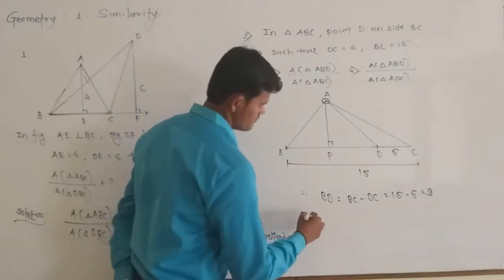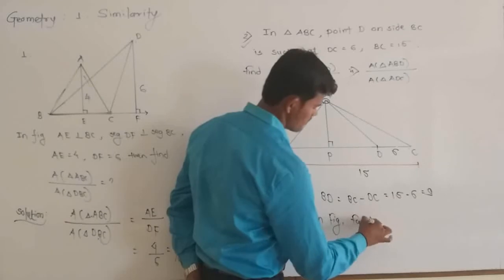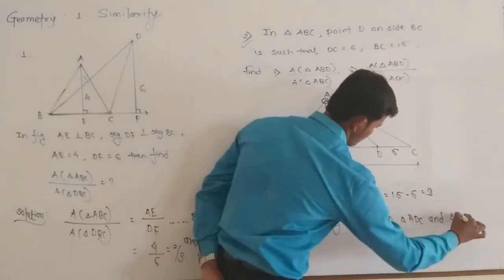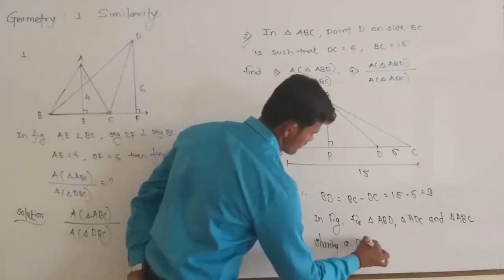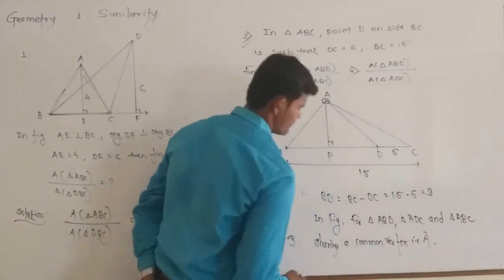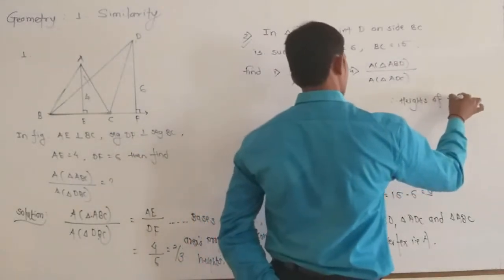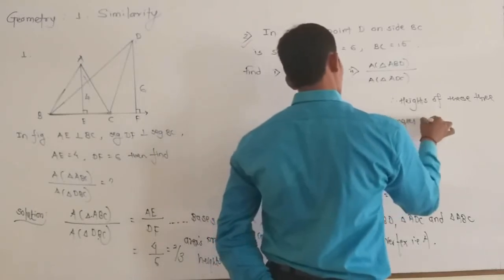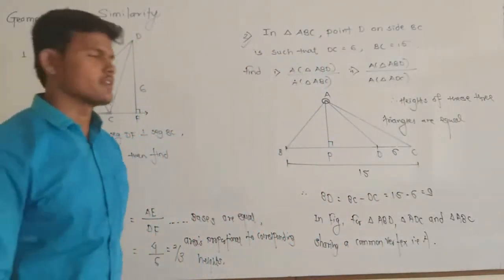First write down in the figure, for triangle ABD, triangle ADC, and triangle ABC, sharing a common vertex, that is A. Therefore, heights of these three triangles are equal, and if heights are equal, then their area is proportional to their corresponding bases.